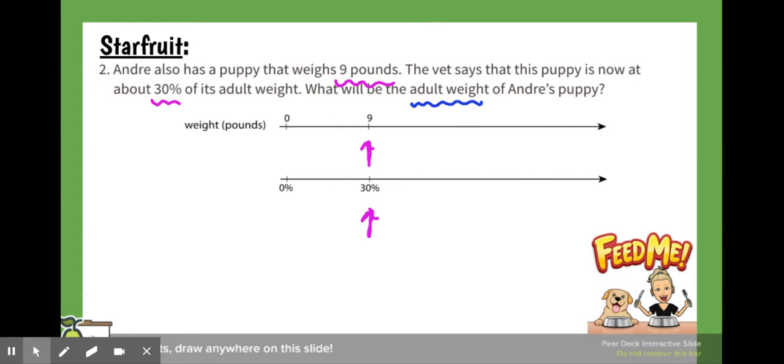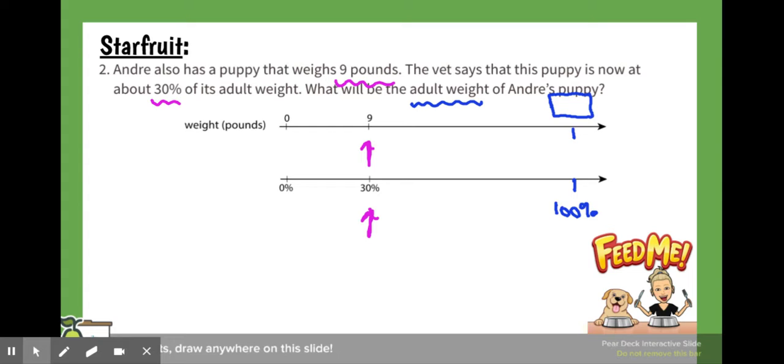So when I think about the adult weight, right, the adult weight of a dog is going to be whatever its full-grown, its total weight is. And its total weight, or its full-grown adult weight, is going to be at 100%. So I know that they are asking me, what is the weight going to be when he's at 100%?